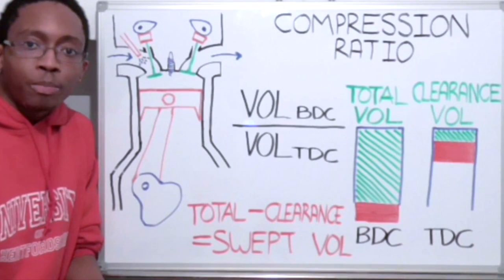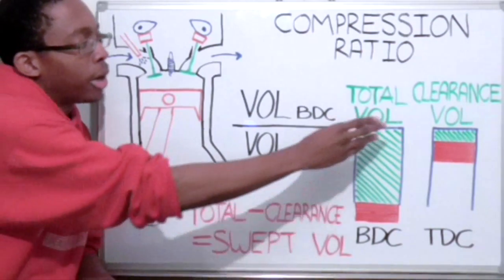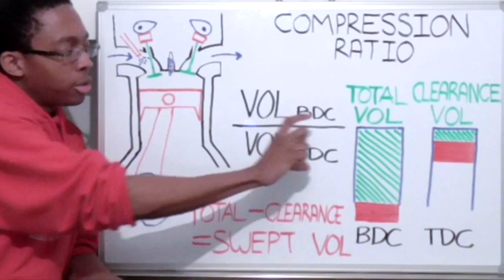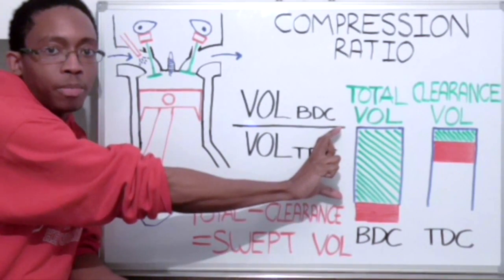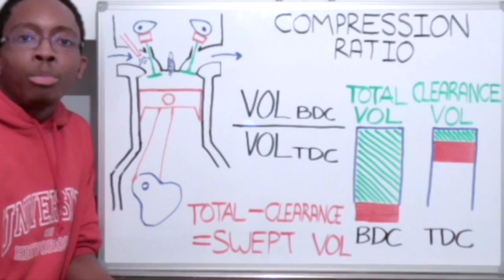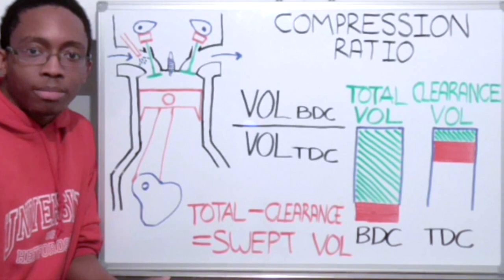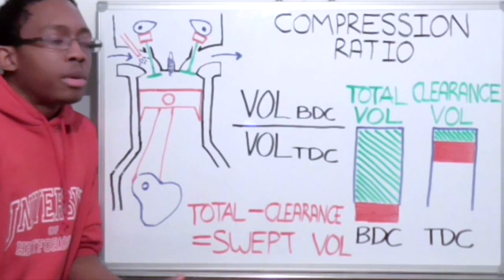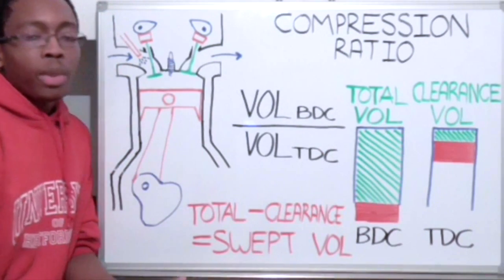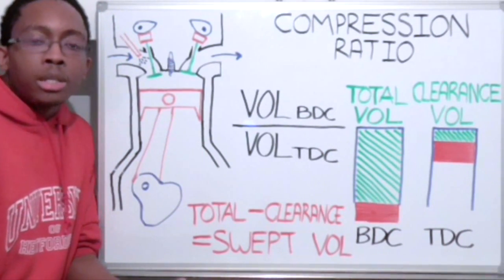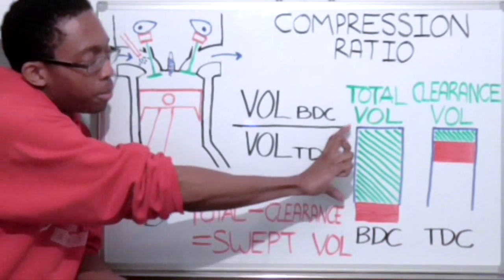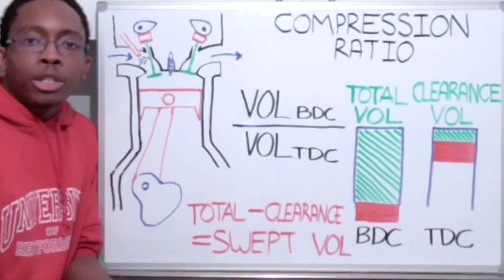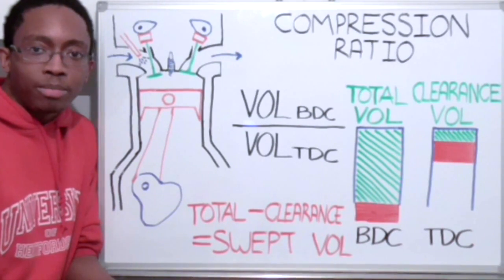So for example, if we have a clearance volume that is 8 times smaller than the total volume at BDC, we would therefore have a compression ratio of 8:1. Again, if for example we have a clearance volume which is 10 times smaller than the total volume at BDC, we would therefore have a compression ratio of 10:1.